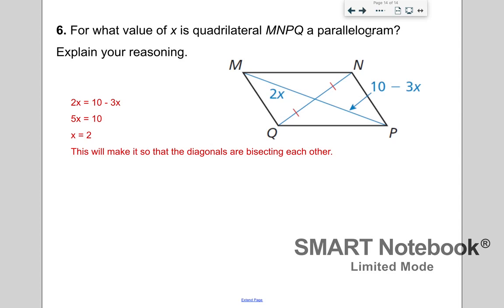And number 6, apparently I'm just going to give you the answer for that one. That's similar to the one we did before. I can see QN is already bisected, so I have to figure out what X value will make sure that MP is being bisected. I set the two parts equal, so X equals 2.